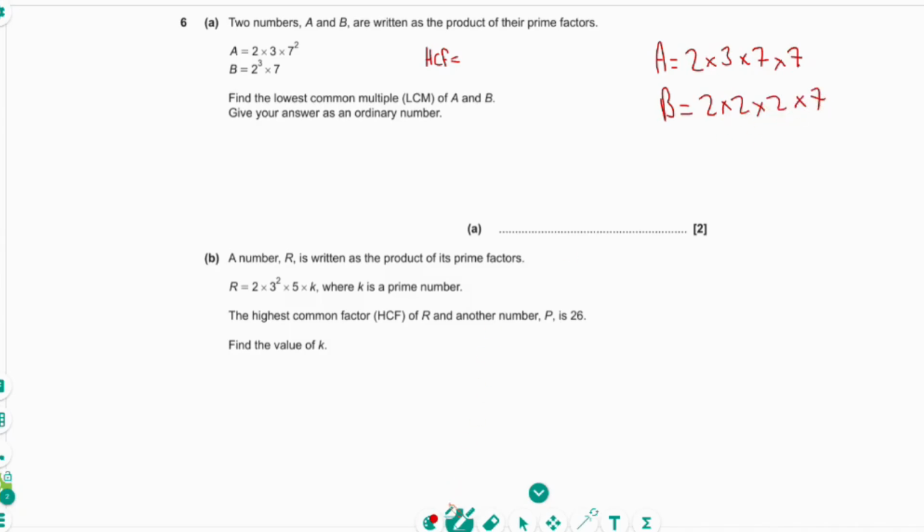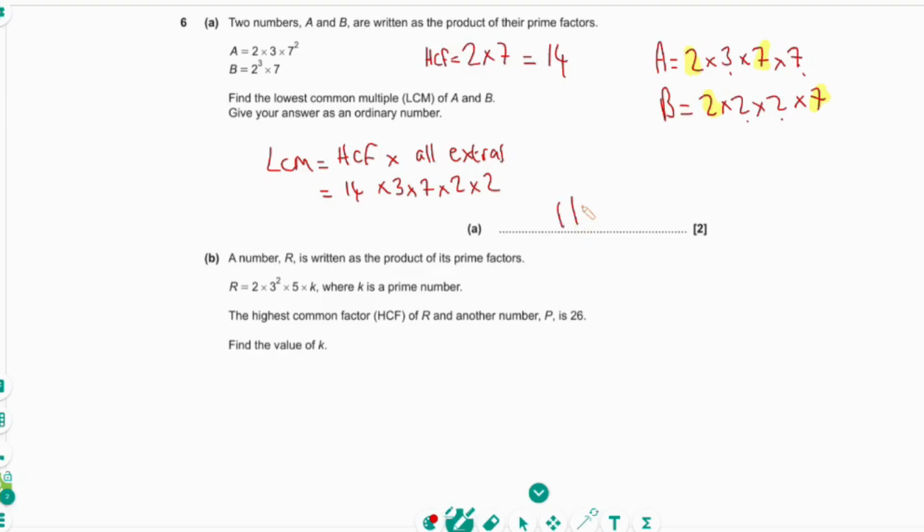What occurs in both here? 2, 7. If I look, there's nothing else that occurs in both. So the highest common factor is 14. The LCM is the highest common factor times all the extras. Highest common factor is 14. What do I mean by all the extras? 3, 7, 2 and 2. Let's just use our calculator. So 14 times 3 times 7 times 2 times 2 is 1,176.